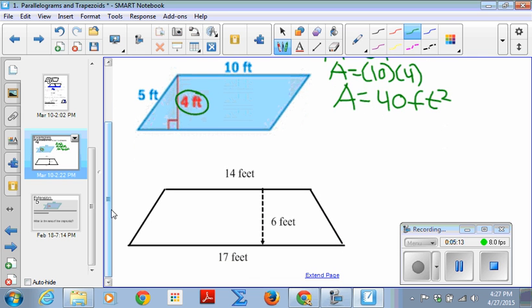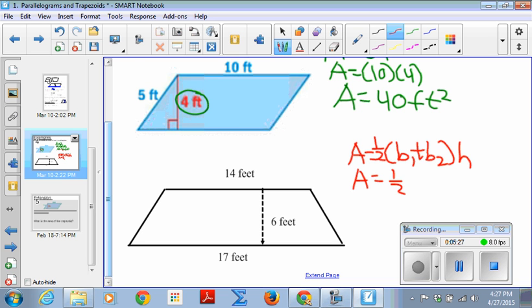Now we've got a trapezoid. So again, we'll start with our formula. Area equals the sum of the bases times the height. Oh yeah, we're going to take half that, don't we? So we've got 1/2 times 14 plus 17, which is 31. I'll just write that up for the time being. And then our height is 6.